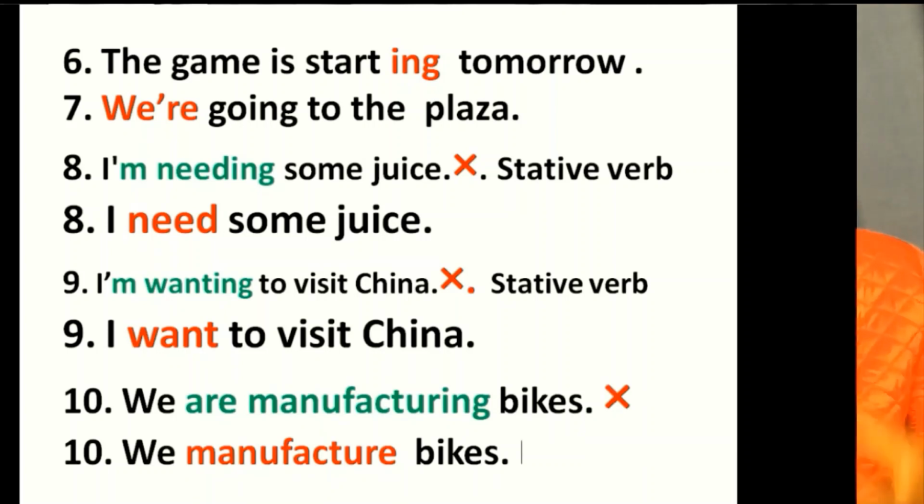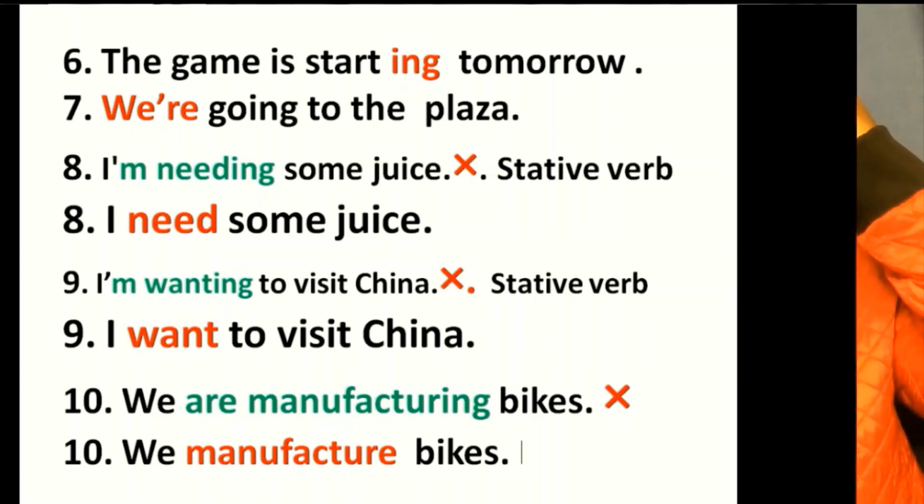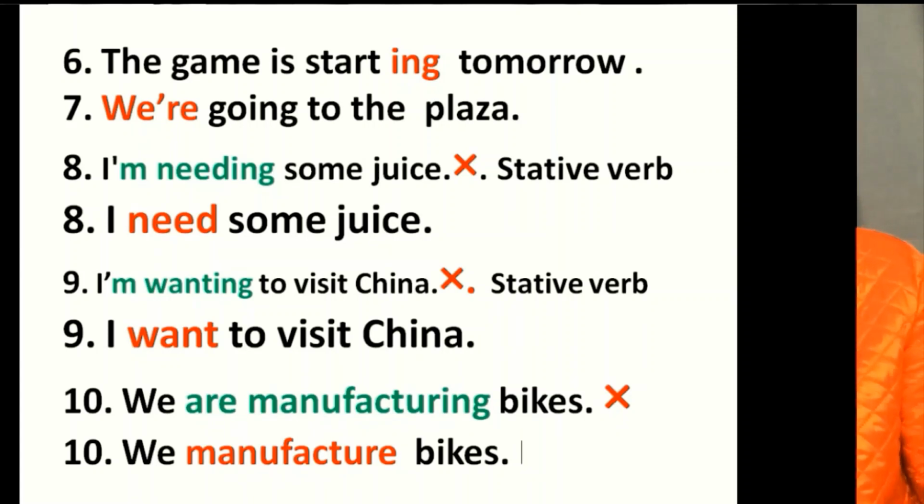This is one of the differences between the present progressive and the present simple. The present simple talks about a permanent situation. The present progressive talks about a temporary situation. And this is a job, it's not temporary. So we manufacture bikes. If you say we are manufacturing bikes, that is a temporary job. It's wrong. Don't use the present progressive, use the present simple. Alright?